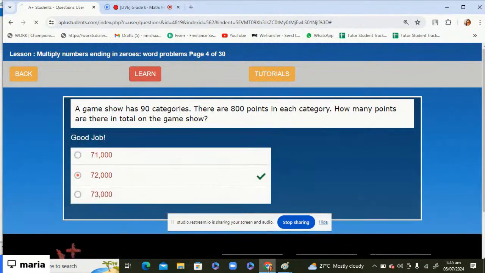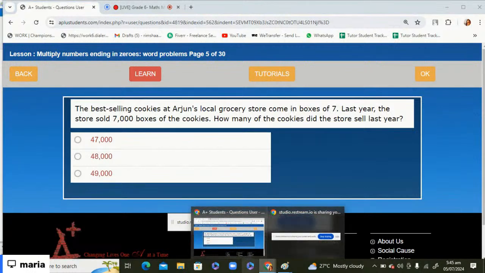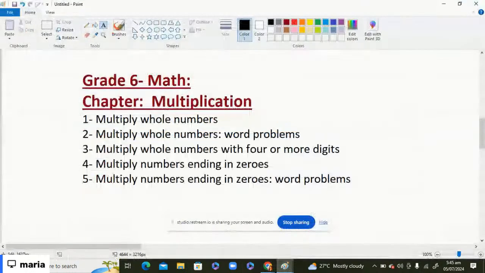That is right. So guys, today we discussed grade 6 maths. Here is the name of the chapter, that is multiplication. Then here is the list of the lessons that we covered today. The first lesson which we covered today is multiply whole numbers. Multiply whole numbers word problems. Then multiply whole numbers with 4 or more digits. Multiply numbers ending in zeros. Multiply numbers ending in zeros word problems.